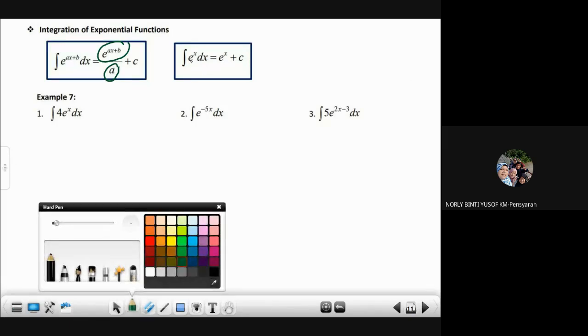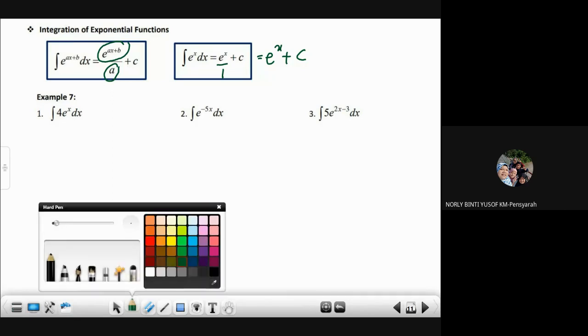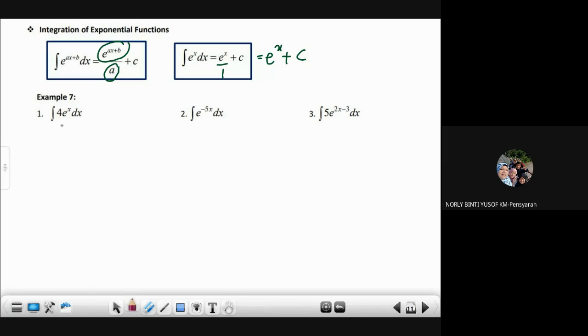This is also the same, because this is e power of x. Actually, differentiating e power of x, you get 1, so you get e power of x plus c. Okay, so we go to the examples. Integrate 4e^x. The 4 is a constant, so it just stays. Integrate e^x, write back e^x, divided by 1, because you differentiate the power of the exponential but divide in integration. In differentiation you multiply. Then plus c. Simplify, you get 4e power of x plus c. The 1 disappears because it is divided by 1.